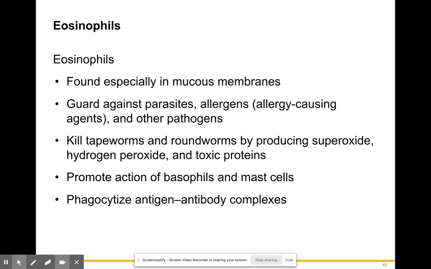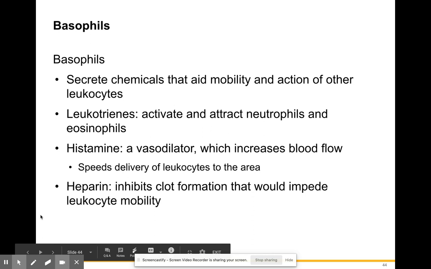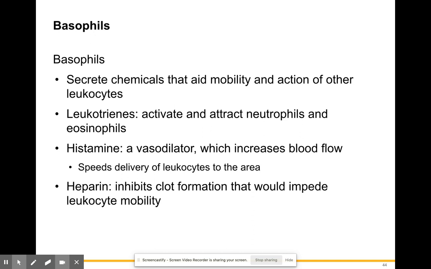Basophils secrete chemicals that aid mobility and action of other leukocytes. So they are going to call for help. That's basically what basophils do. They also produce leukotrienes, which are chemicals that help to activate and attract other leukocytes, specifically neutrophils and eosinophils. Basophils also produce histamines, which is a vasodilator. What that means is it causes your blood vessels to increase in diameter.